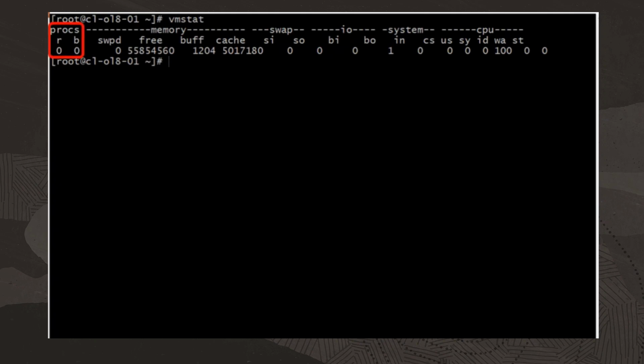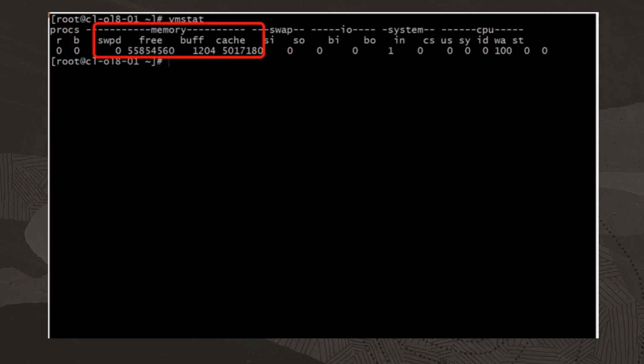The first 2 columns give information about processes. R is the number of processes that are in a wait state. These processes are not doing anything but waiting to run. B is the number of processes that were in sleep mode and were interrupted since the last update.